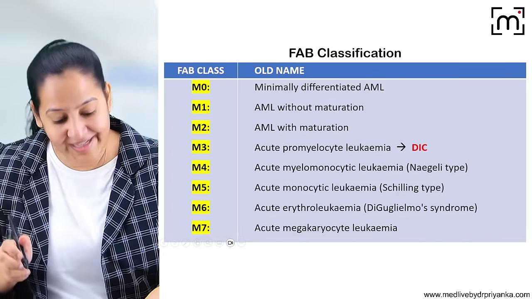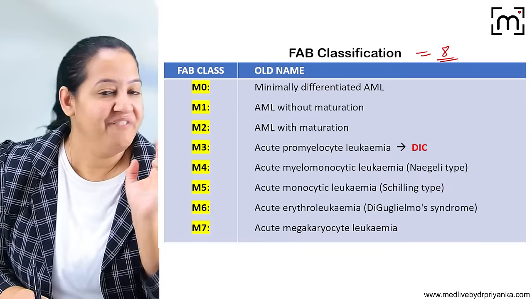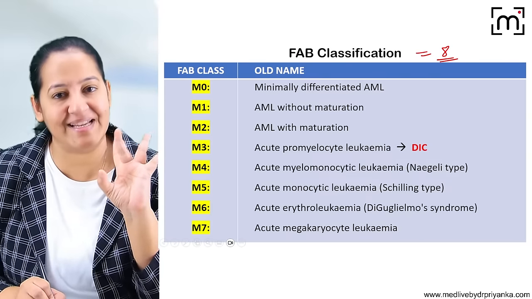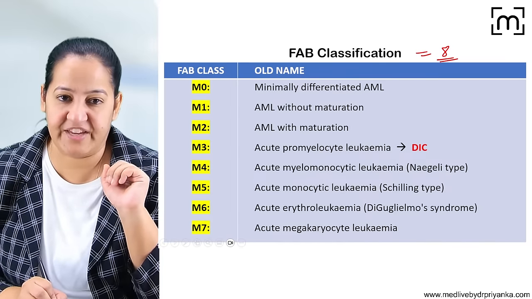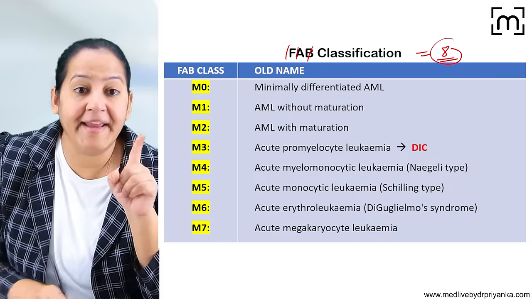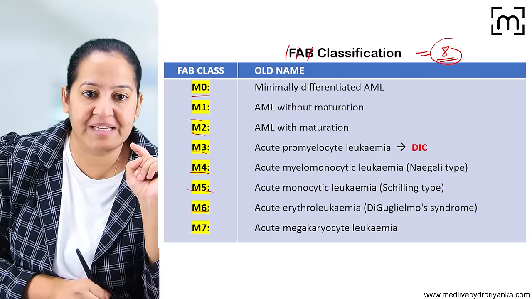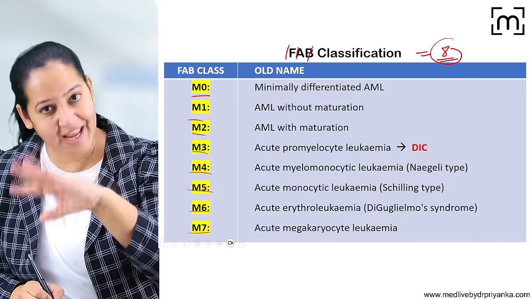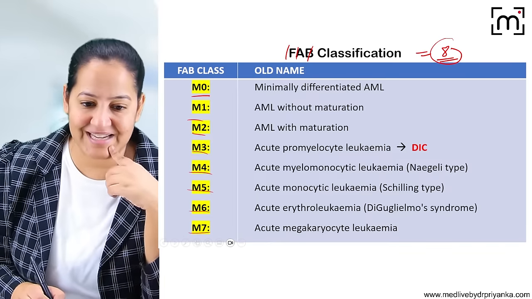There are 8 types of AML based on the FAB classification. We don't have FAB classification for CML. In CML, we were having 3 phases: chronic phase, accelerated phase, and blast phase, if you remember. Here, we don't have phases. We have the FAB classification, French, American, British, based on which there are 8 types, including M0. So M0, M1, M2, M3, M4, M5, M6, M7. There are 8 types of AML. You have to learn their names. Sometimes you will get the names in the options, so you have to understand that.